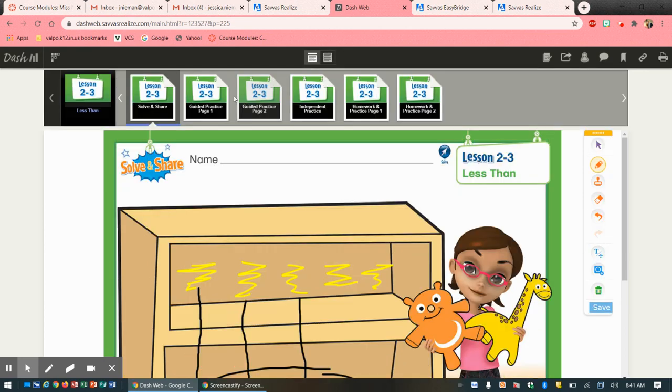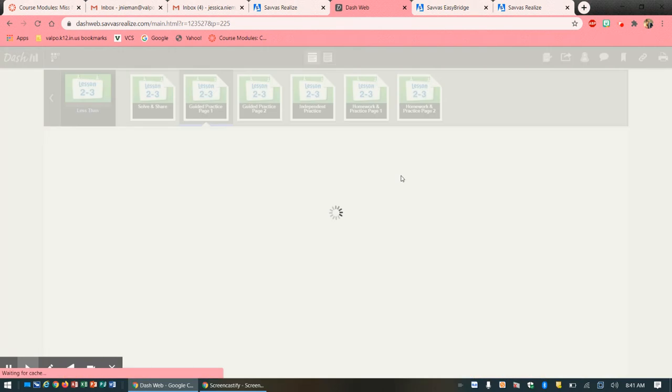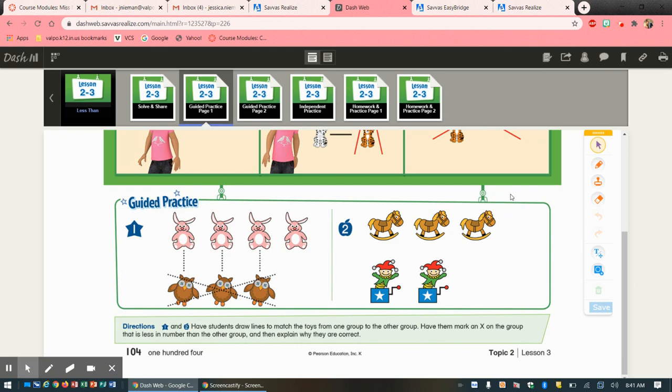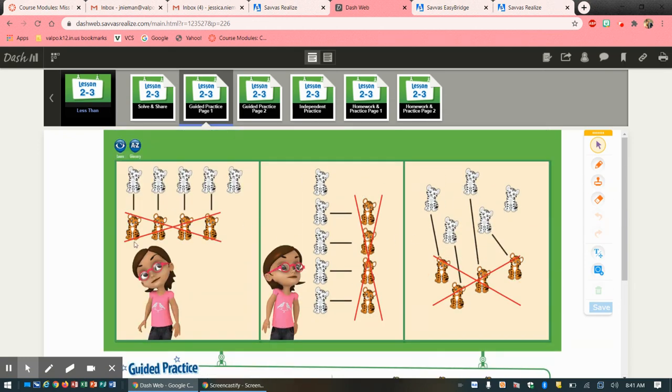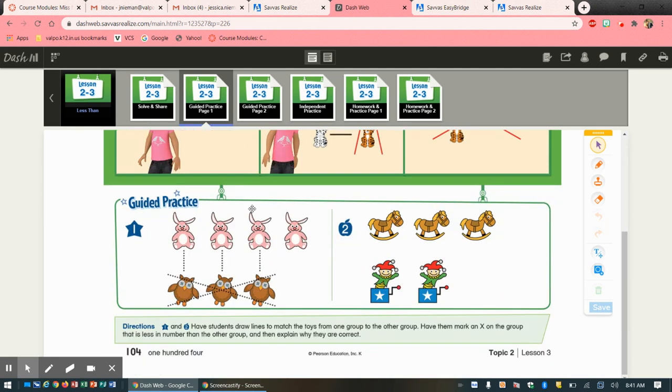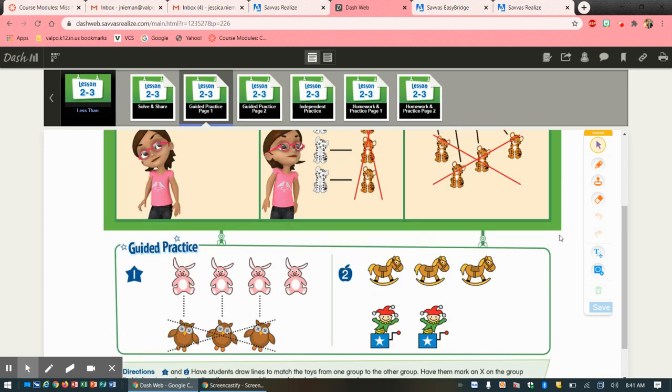Now we are going to go ahead and get to our second page, which is page 104. Remember, this is just about our video. It has it horizontally and then it has it vertically, so they're stacked on top of one another instead of next to. And then they go all over the place. Just because they went all over the place doesn't mean that it's any different. It's just a different way of looking at it. You're going to draw lines to match the toys from one group to the other group. You're going to mark an X on the group that is less in number than the other group, and then explain why they are correct.